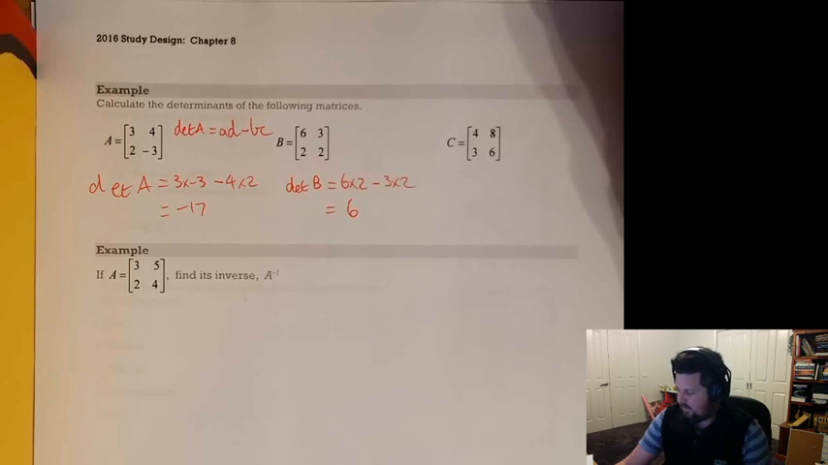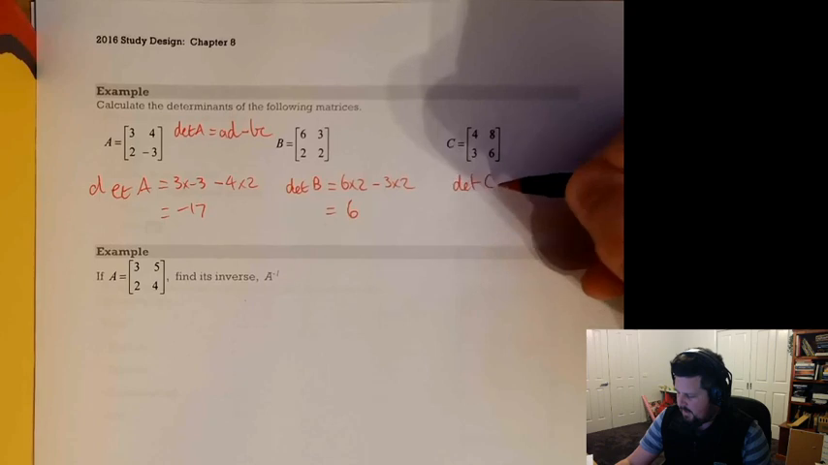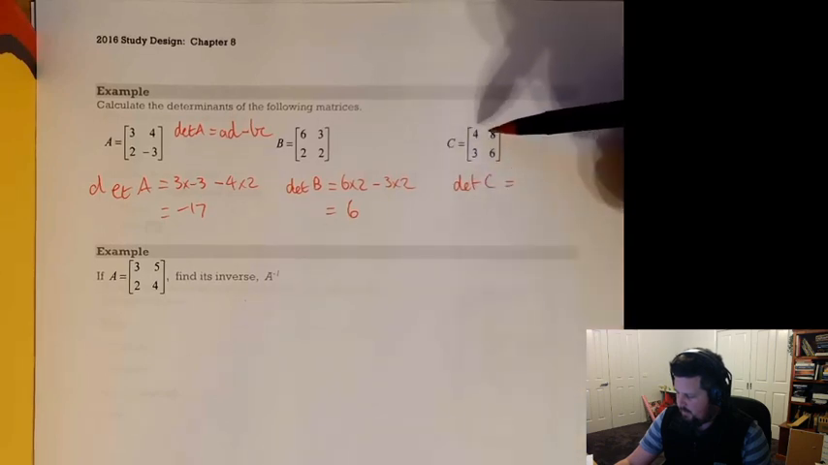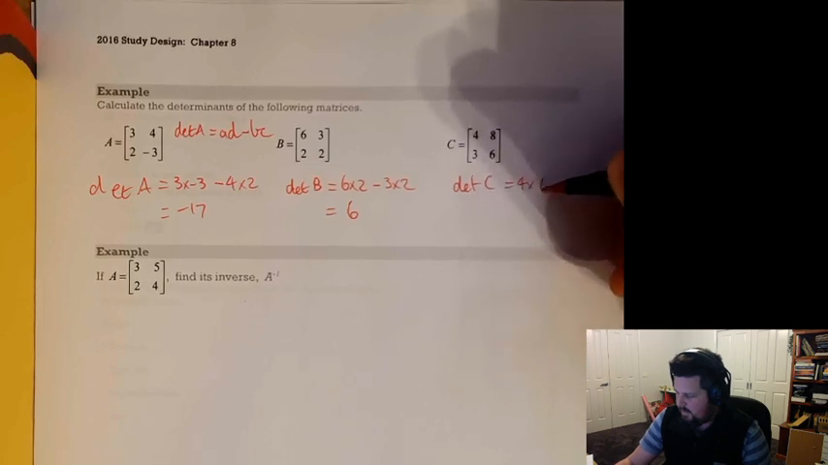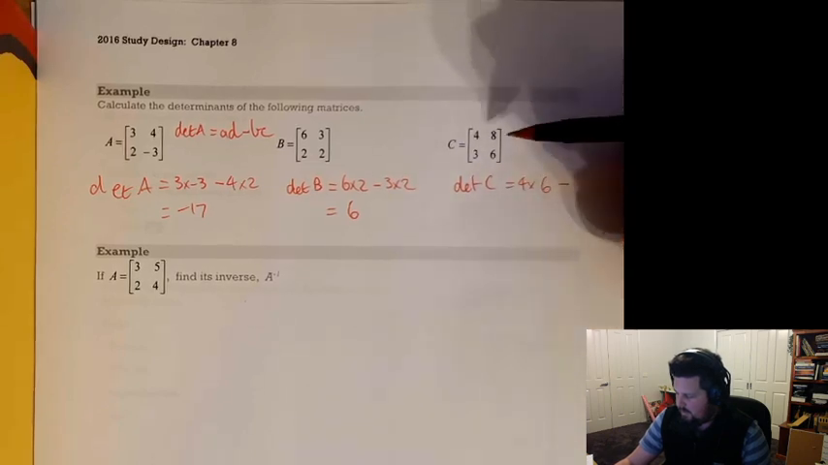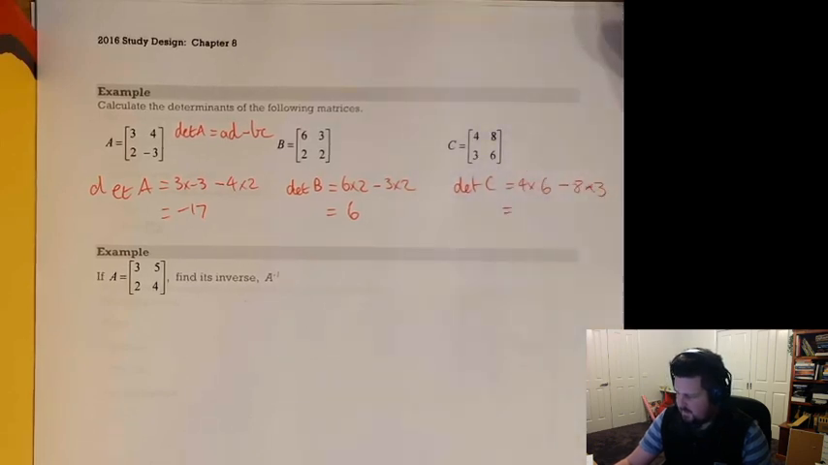Last one, we want to find out the determinant of C. Okay, it's A times D, so 4 times 6, take away 8 times 3. In this particular case, it is equal to 0.